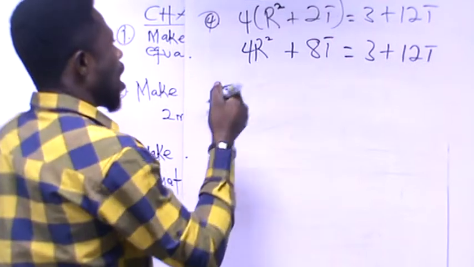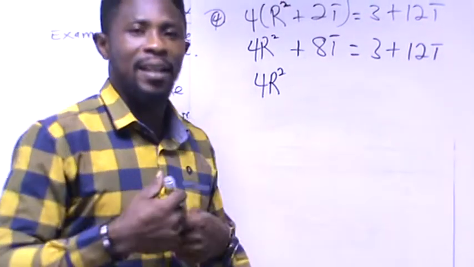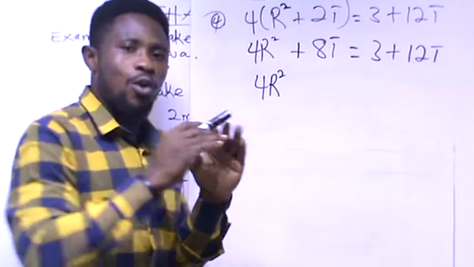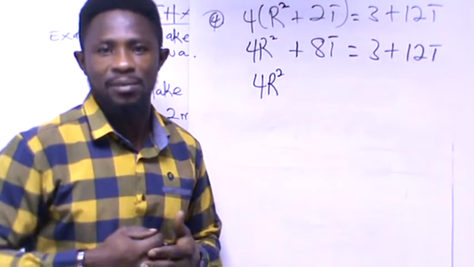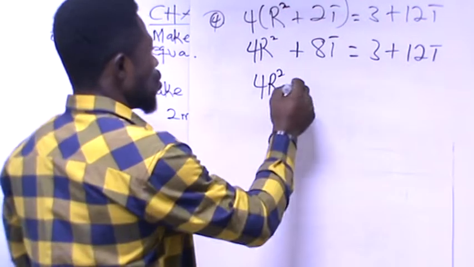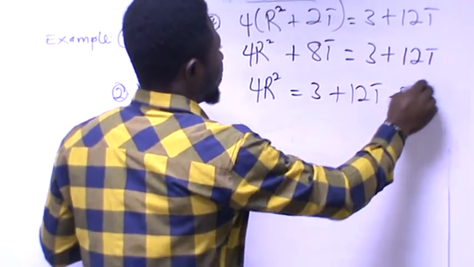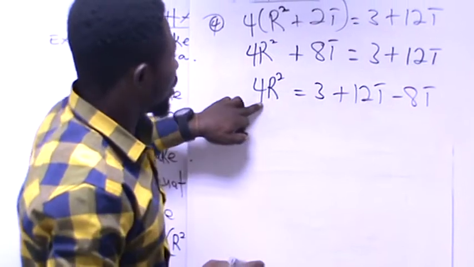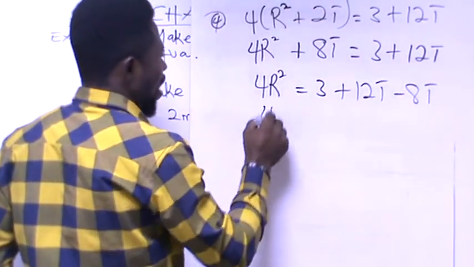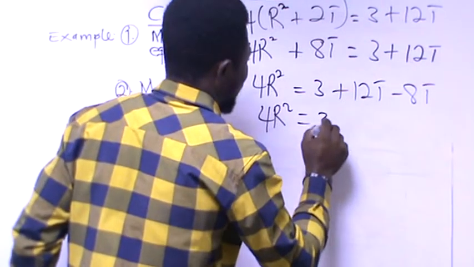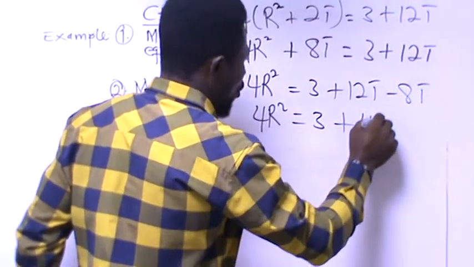Now we have our bracket removed. We are grouping like terms, and when grouping like terms, please group all the terms that consist of the variable you are asked to make the subject. So we have 4r squared equals 3 plus 12t, then we take the 8t across, minus 8t, so we have only r with the 4 standing alone at this side. We can simplify: 3 plus 12t minus 8t gives us 4t.